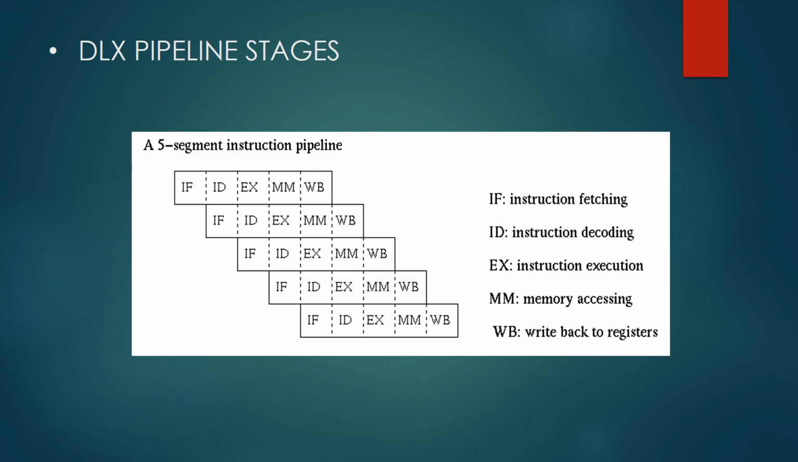In these slides, I am showing the 5 stages of the Nios architecture pipeline, which are instruction fetch, instruction decode, execute stage, memory stage, and write back to the register stage.